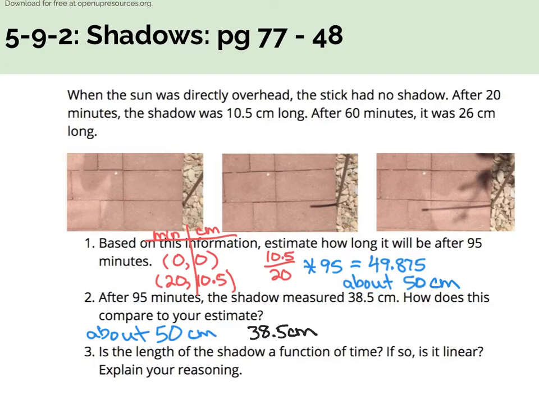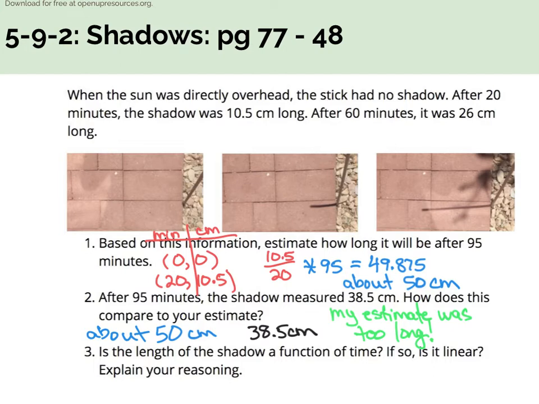All right, so what happened? Ours was too long. So my estimate was too long. Okay, so let's look at number 3. Is the length of the shadow a function of time? If so, is it linear? And then explain your reasoning. So go ahead and answer that question.